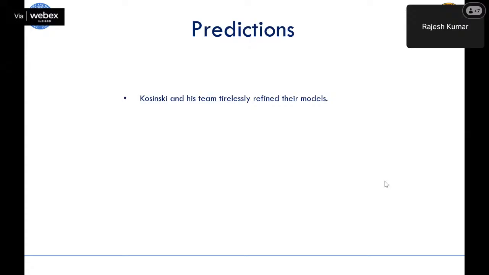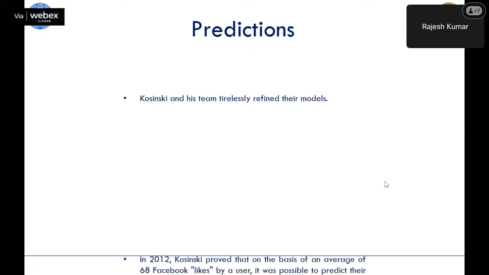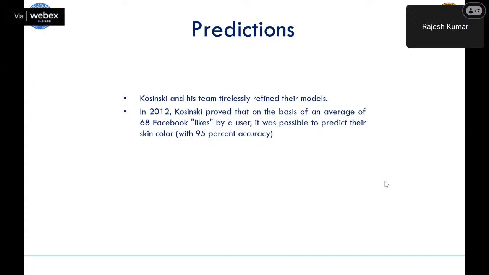He did a lot of work on the models, human models and all that, and then his team worked very hard. I'm just taking a very interesting case which everybody should go and read about. Then in 2012, he put forward research arguments that if I have 68 Facebook likes, I can predict the skin color with 95% accuracy.